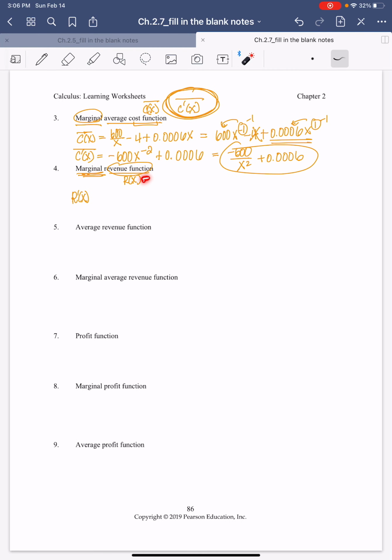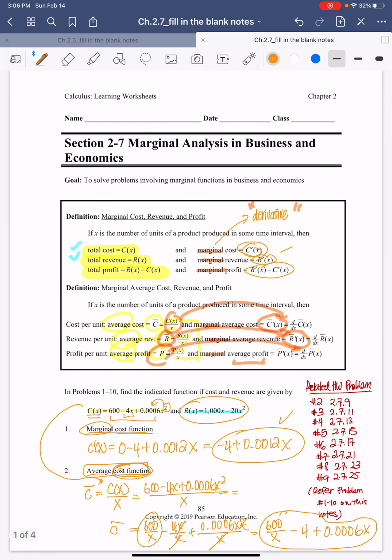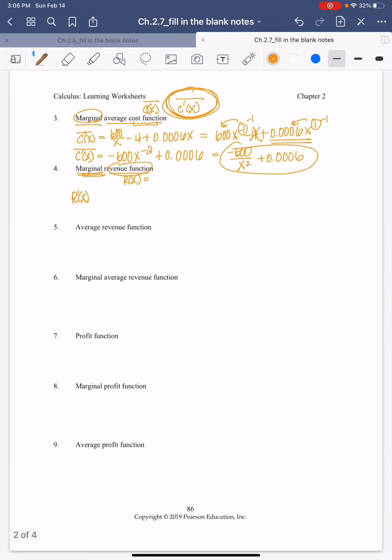Okay, R of x is given from the previous page as 1000x minus 20x squared. So the derivative will be 1000 minus, okay, 20 times 2, which is 40, x subtract 1, negative 40x. Okay, again, more drill, more practice, getting used to the terms. Look for the key term. Oh, revenue. That's R of x.